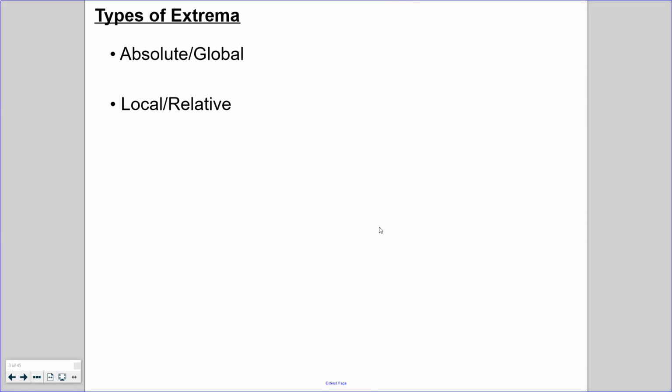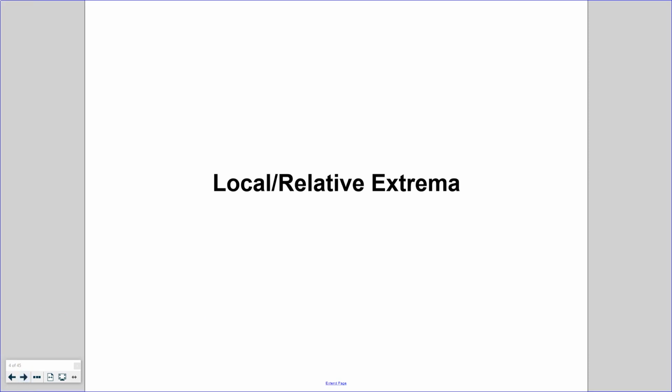And then we also have local/relative extrema. Again, same thing. They both explain extrema a little bit different ways, but they both represent the same thing, and they are both interchangeable vocabulary words. Alright, so we're going to start off with looking at local/relative extrema.